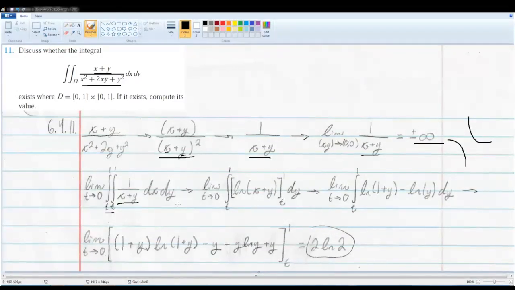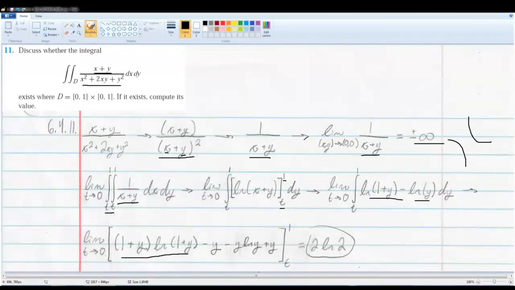So this becomes ln of x plus y, easy enough. Then I plug in 1 and t. So far there isn't a limit that needs to be calculated, because we have ln of 1 plus y minus ln of y, and they're both defined. But now, as I take the integral of that again, I basically just used the integral of ln x, which equals x ln x minus x.